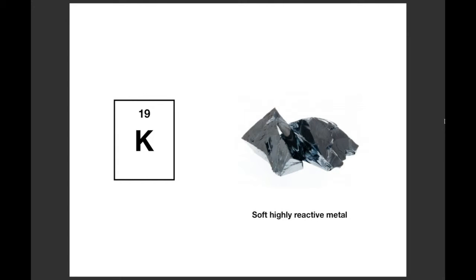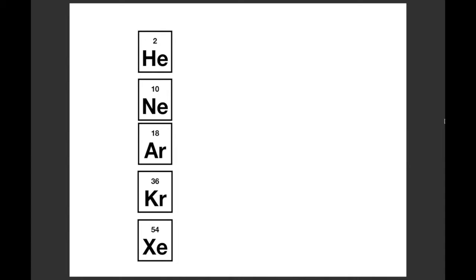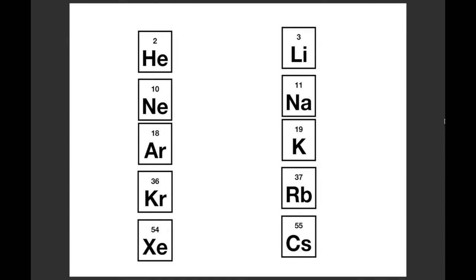We could keep going like this, but you may have already recognized the pattern. Every time we have a colorless, non-reactive gas, helium, neon, argon, krypton, or xenon, it's instantly followed by a soft, highly reactive metal, lithium, sodium, potassium, rubidium, and then cesium.